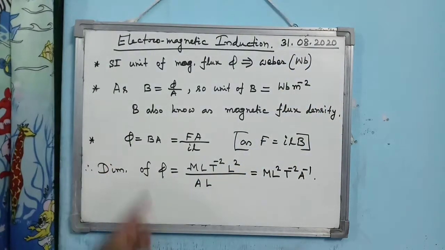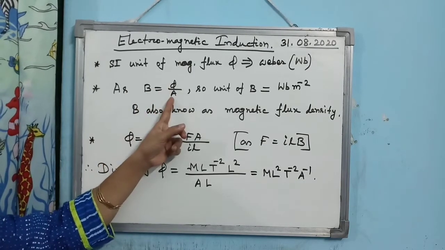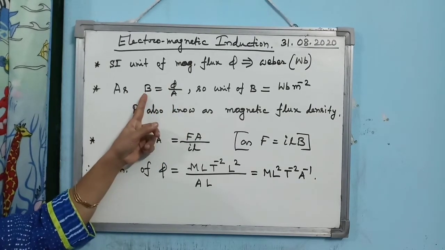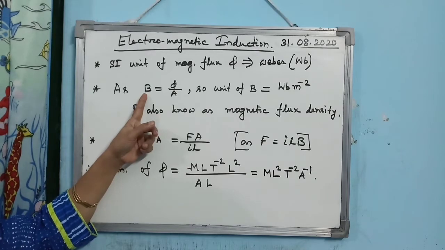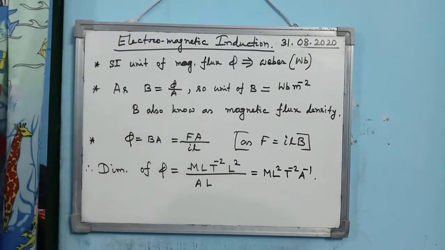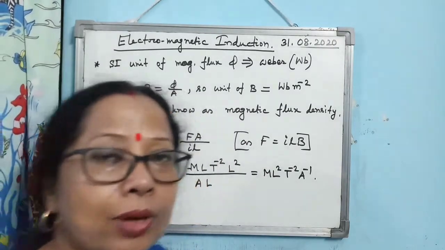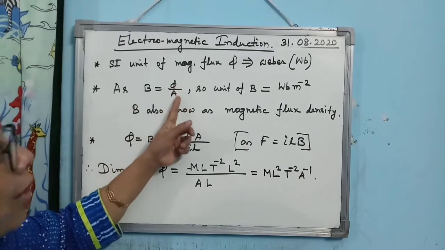Now, you know that magnetic flux is equal to B into A. B is magnetic field induction or magnetic field intensity, two names I said of B. So, you can write B is equal to phi by A.